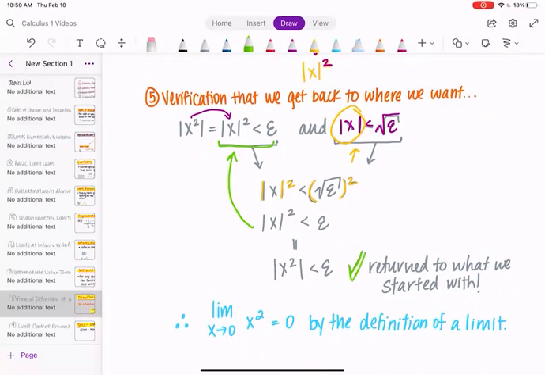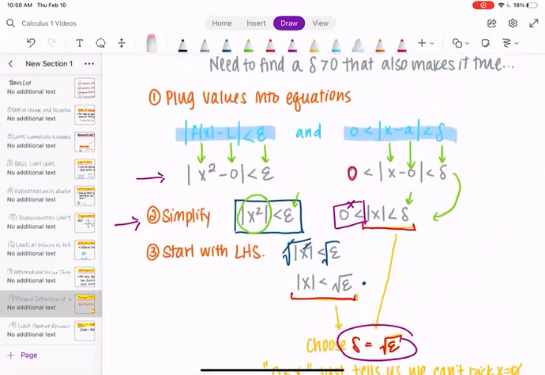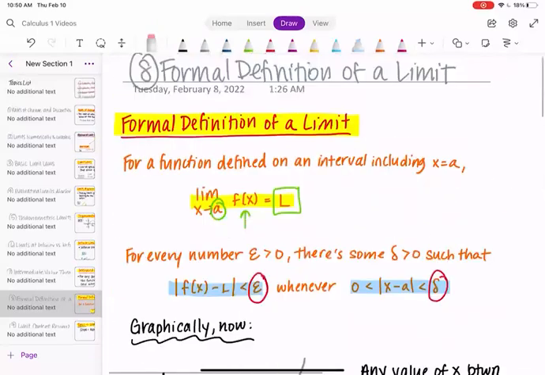So basically this whole game is use the left-hand side. So get your simplified equations. And then I need to use my left-hand side to get back to a value of delta that I can use. And then I use that right-hand inequality with my new delta to try to get back to the left-hand inequality. So the logic is kind of goofy and a little bit circular sometimes, but basically that's how you need to go about proving that a limit is true using the formal definition of a limit.